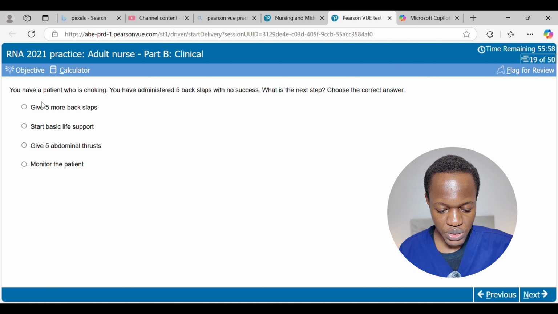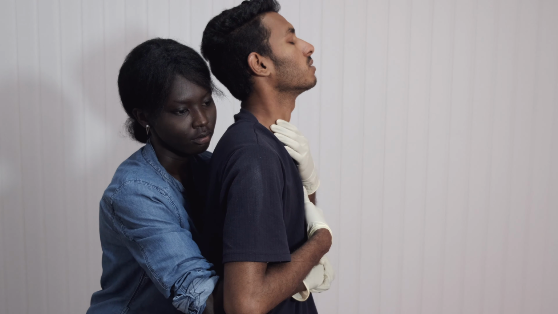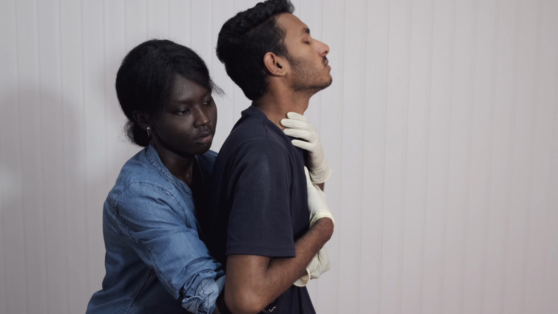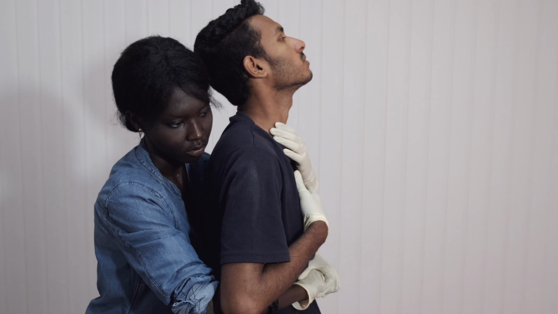You have a patient who is choking. You have administered 5 back slaps with no success. What is the next step? Choose the correct answer. Give 5 more back slaps. No. Start a basic life support. No. Give 5 abdominal thrusts. After that, you hold them like this and then you pull thrusts.